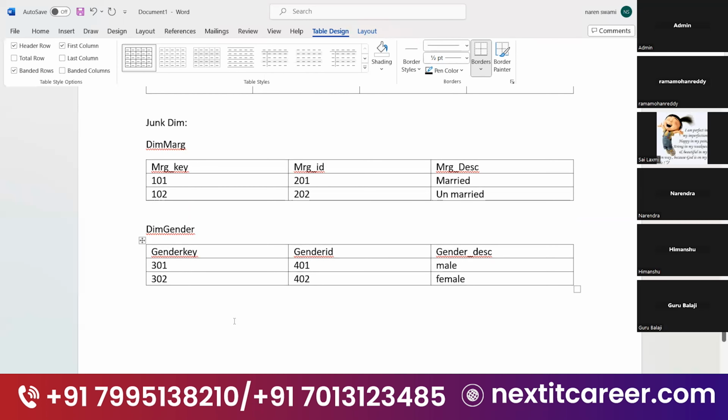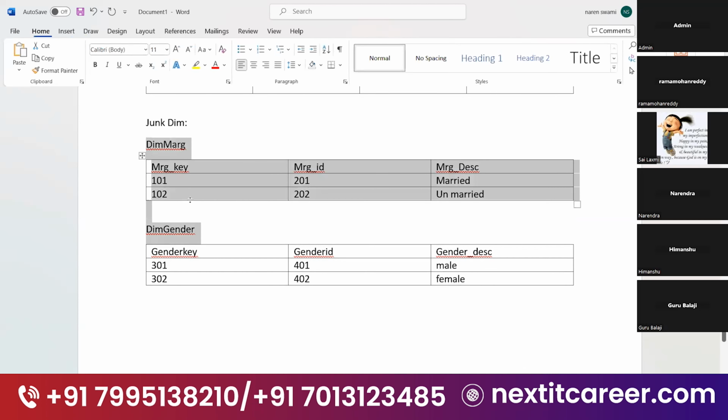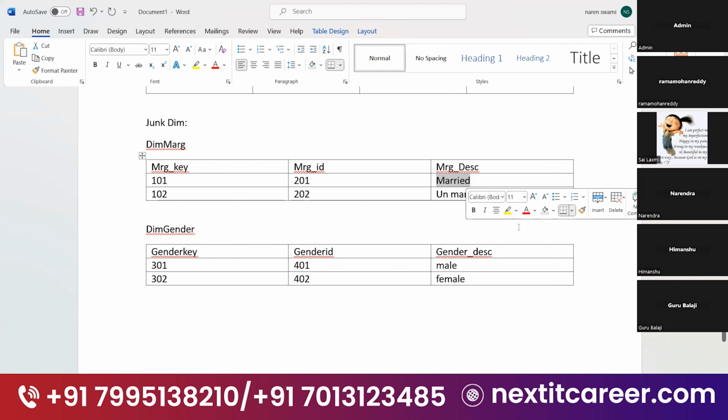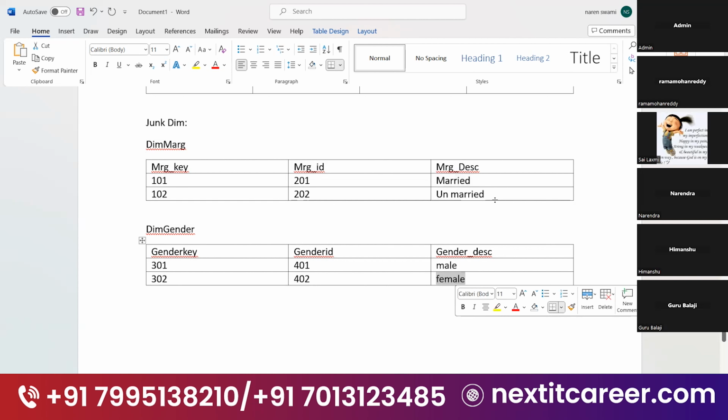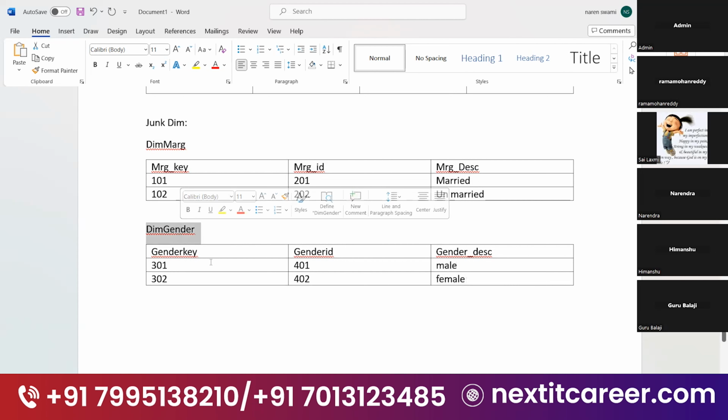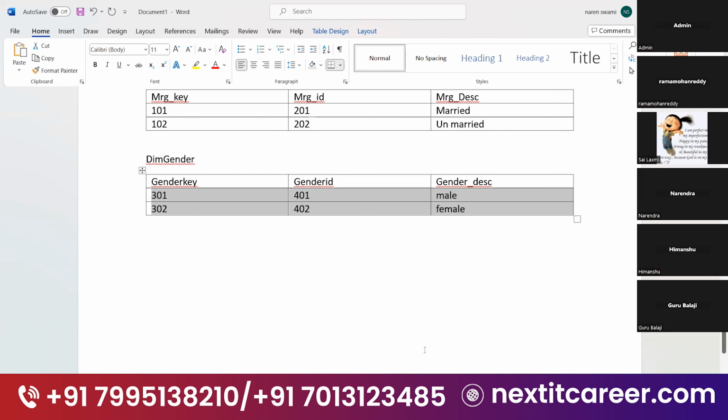Okay, so these are the two tables. We'll see what is the probability of having customer details: whether he might be married and male, married and female, and the same thing, unmarried and male. The probability of customer status in this marriage and gender description, so there will be married male, married female, unmarried male, unmarried female. There will be four types of records available in the dimension tables, right?